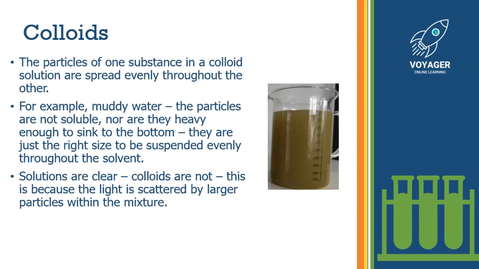Now, the last example of a mixture is a colloid. The particles of one substance in a colloid solution are spread evenly throughout the other. For example, some kinds of muddy water have particles that are not soluble, but they're not heavy enough to sink to the bottom. So they're just the right size to be suspended evenly throughout the solvent. Now, solutions, on the other hand, are clear, but colloids are not. And this is because the light is scattered by larger particles within the mixture.